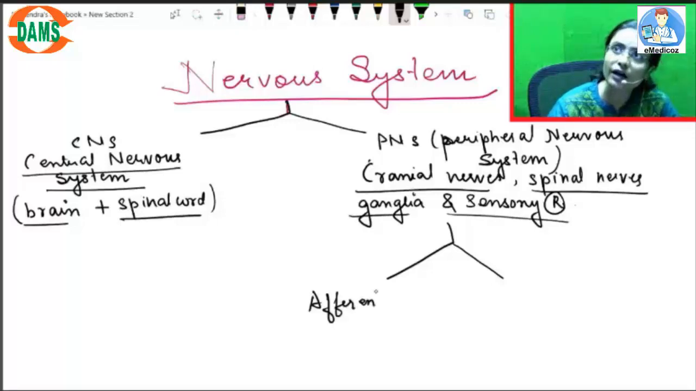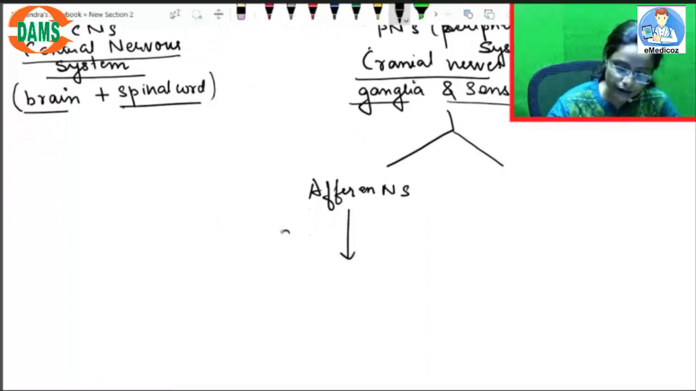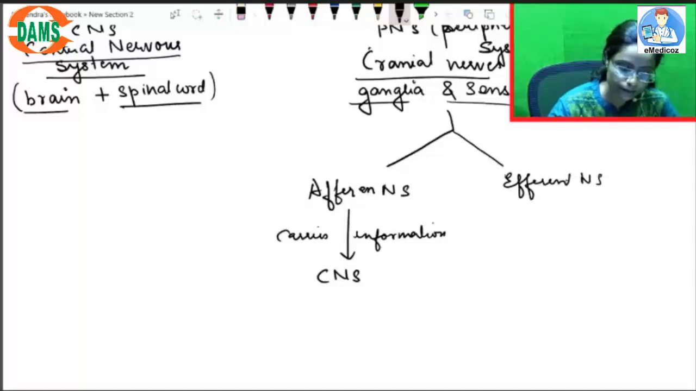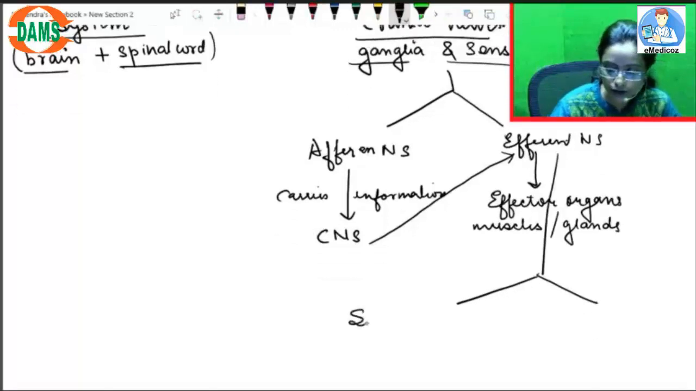The next is afferent nervous system. It carries information to CNS, and this is efferent nervous system. And it carries to the effector organs, muscles, and glands. Somatic nervous system.